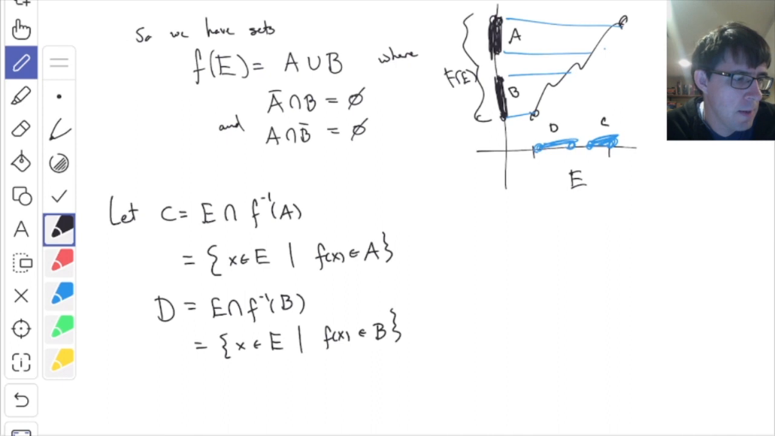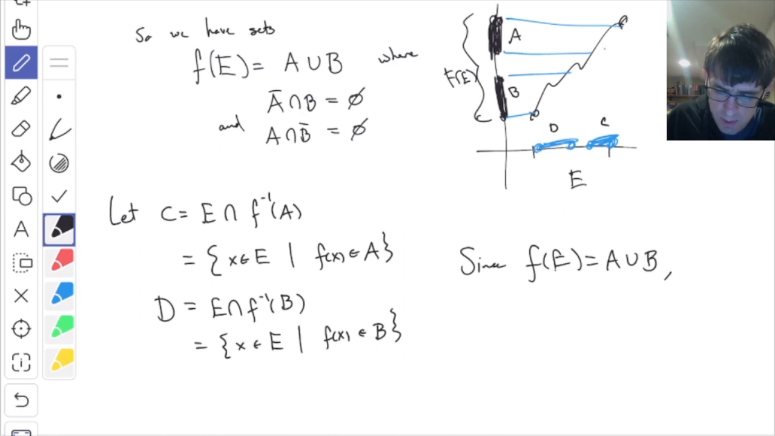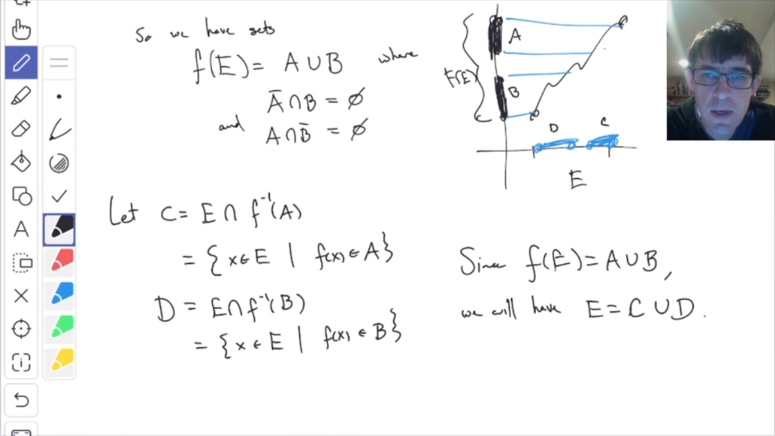These are my sets. Okay. Now, just because of the way this is all set up, since f(E) equals A union B, we will automatically have E equals C union D. If you think about it, C is all the points in E that go into A, and D is all the points in E which go into B.